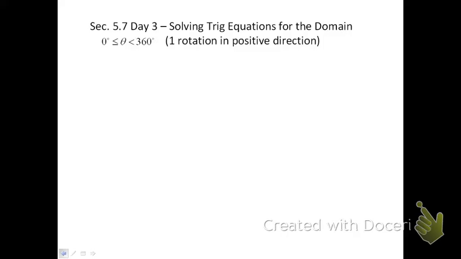Hi everyone! While I'm having fun getting a root canal today, you'll be having fun solving trig equations.